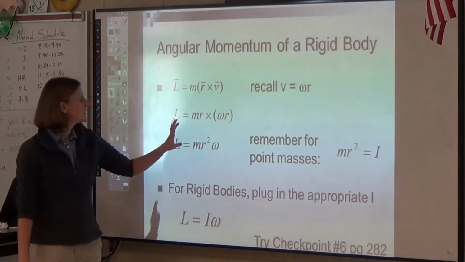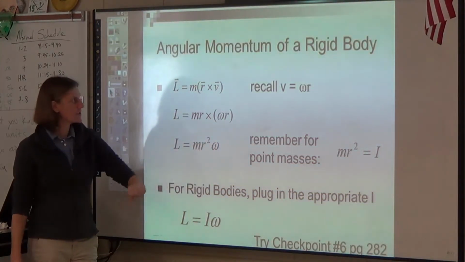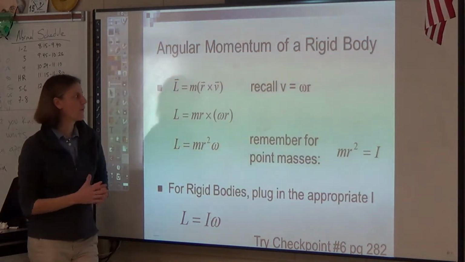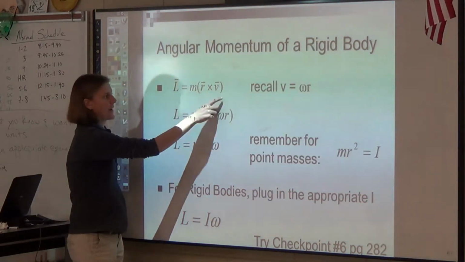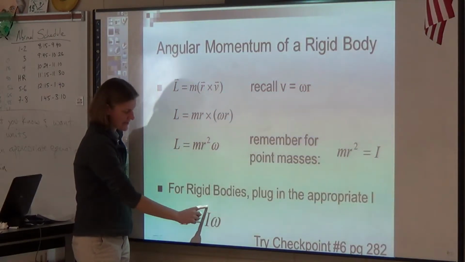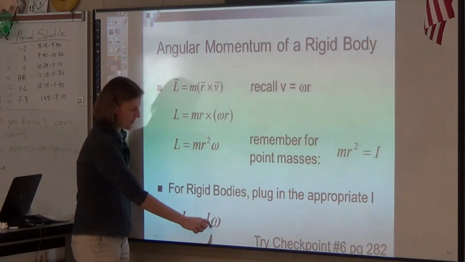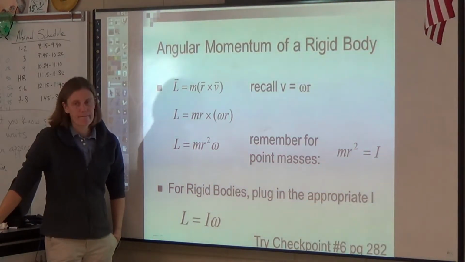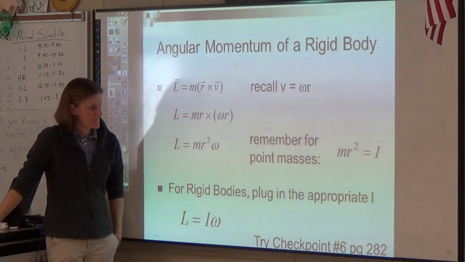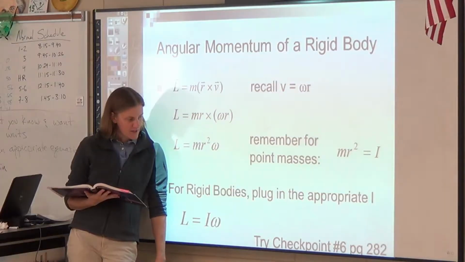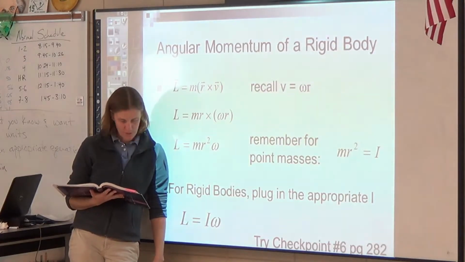Okay. So you can follow along the little substitutions here, but we can also, of course, have angular momentum for a rigid body, not just point masses. This was our formula for a point mass. And you already told me that one, where we think of regular momentum as mass times velocity. That would be I omega for rotational. Page 282, checkpoint number 6.